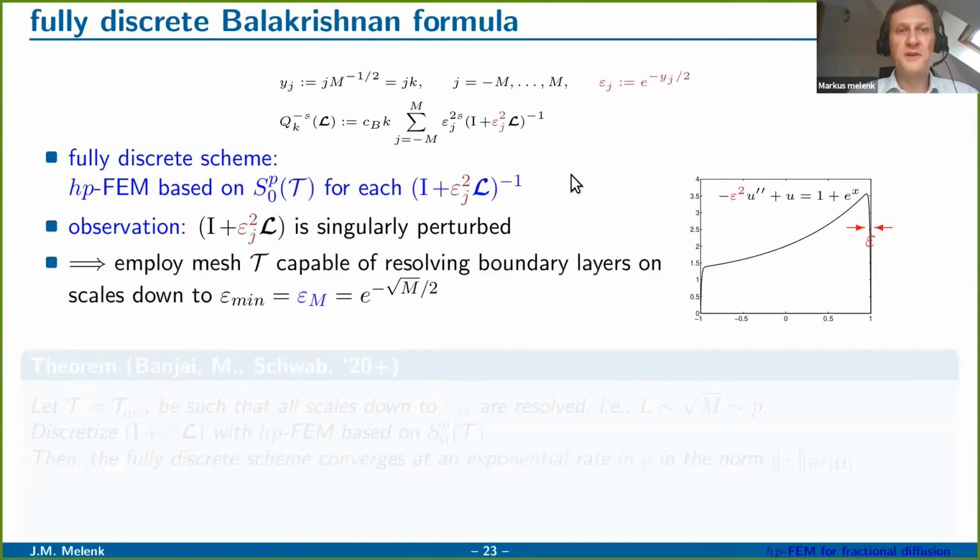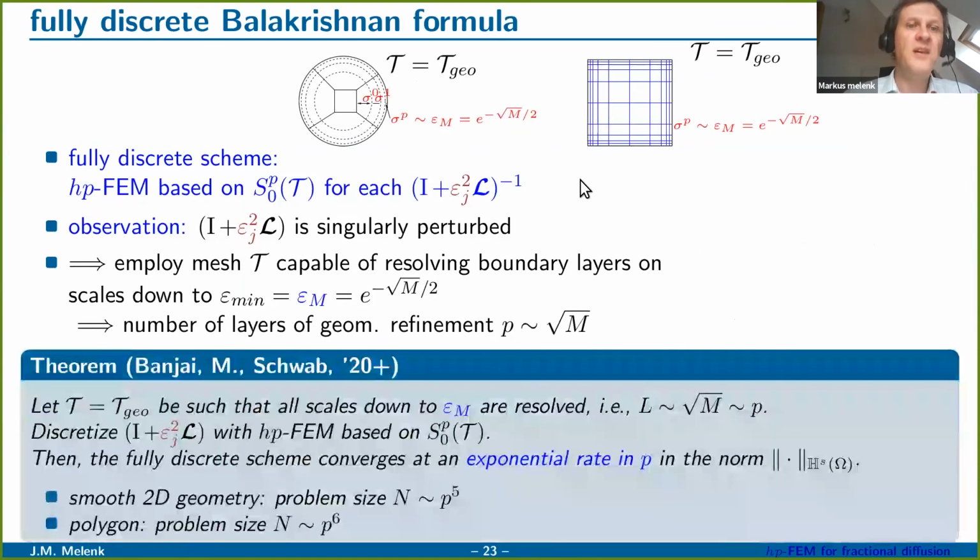We can do that with geometrically refined meshes where the meshes are anisotropically refined towards the boundary. And this is what one can do. And then one obtains a scheme that converges exponentially in P, so in the appropriate norm.